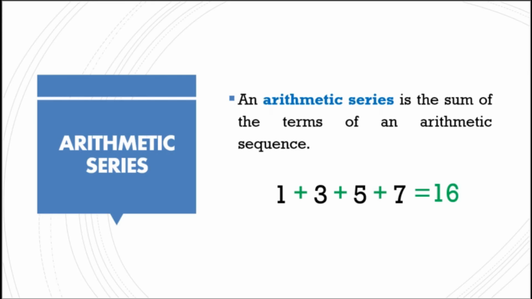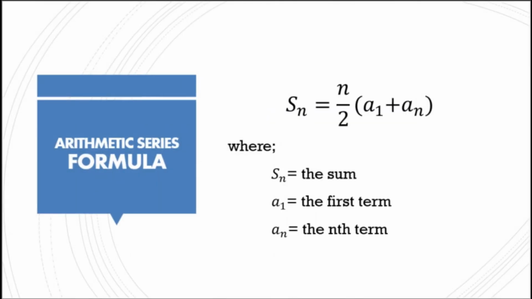And the formula for the sum of the first n terms of an arithmetic sequence is S sub n is equal to n over 2 multiplied to the quantity a sub 1 plus a sub n, wherein S sub n is the sum, a sub 1 is the first term, and a sub n is the nth term.